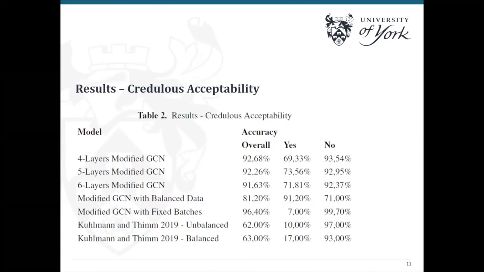to enable us to compare the different setups for the model. So overall, on the problem of credulous acceptability, you'll see that the best overall accuracy is actually for the model that does not use any of the additional features that we've introduced, but that is because that network has, for all intents and purposes, just learned to say no, right? It gets no right in 99.7% of the time. It gets yes right in 7% of the time. So in practice, that's not a usable model, because all it's learned is that we're dealing with an unbalanced data set.